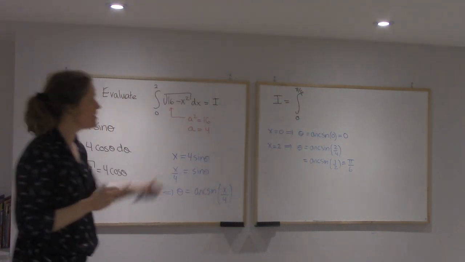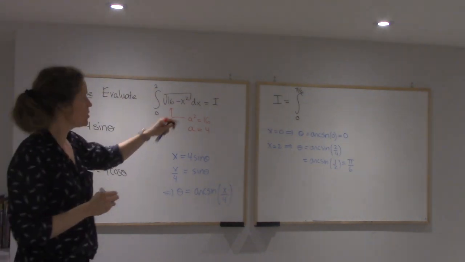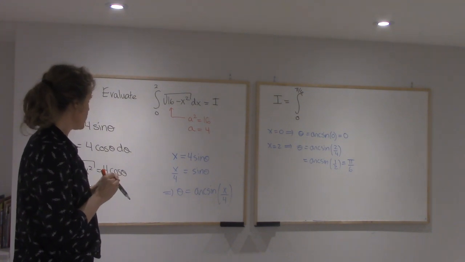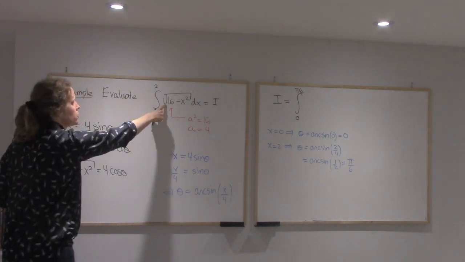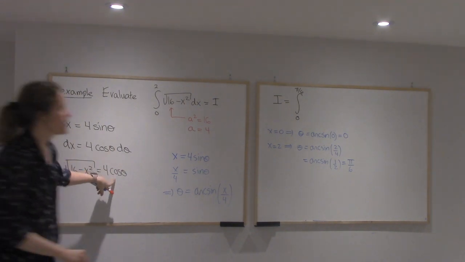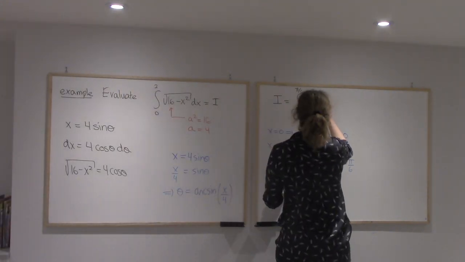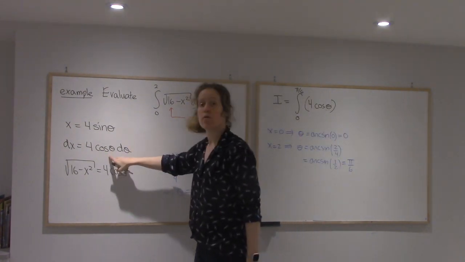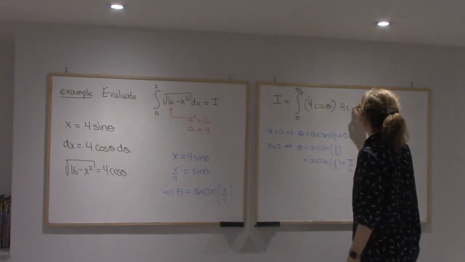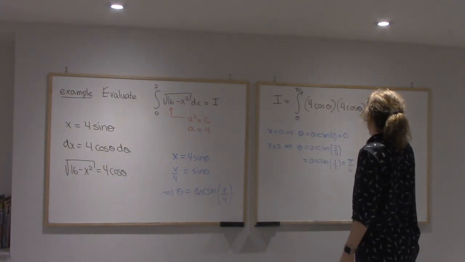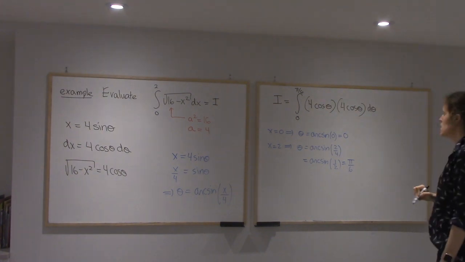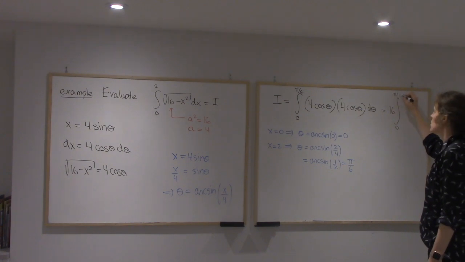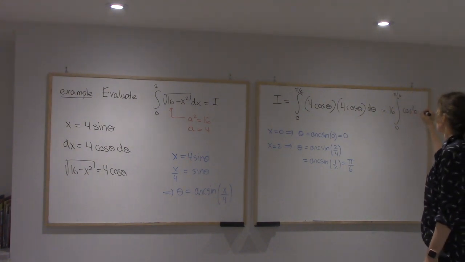Alright, so these are my new bounds, and this is why this video is here, to show you how to handle bounds in inverse trig sub. Alright, so now I have the square root. We know from the trig that it's 4 cosine theta. We have dx. We know from the trig that it's 4 cosine theta. And so we're getting 16 cosine squared theta d theta.